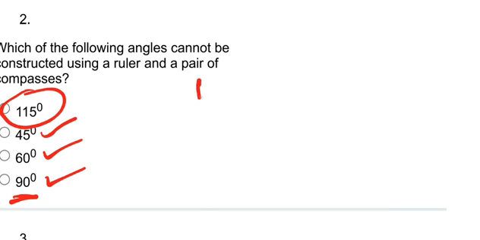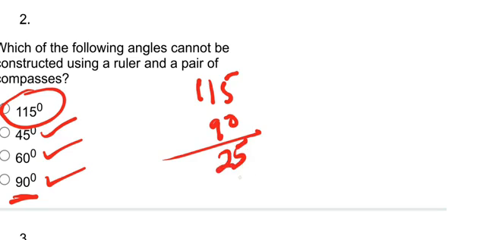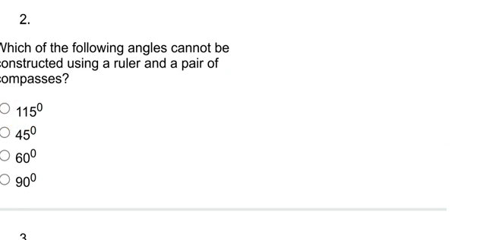Because if you look at it, 115 minus 90 gives 25. So can we construct 25 with a pair of compass and ruler? No. So even if you can construct 90, that means the answer is this one, which is 115. So move to the next question.